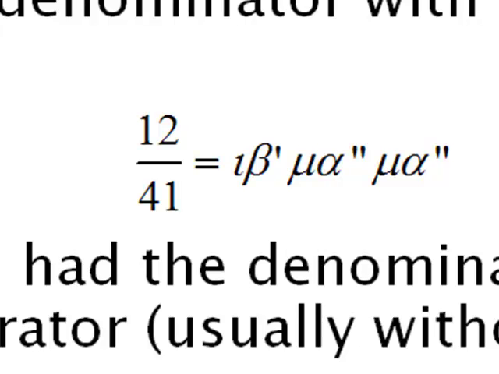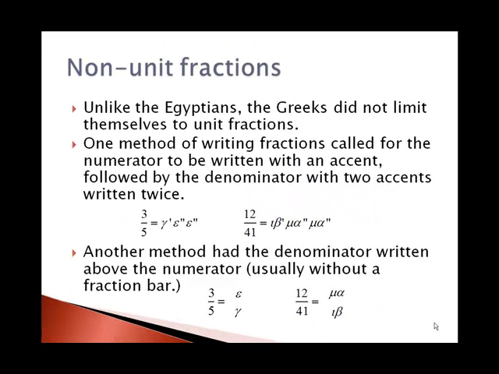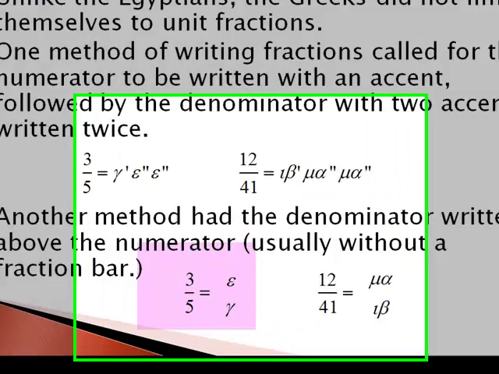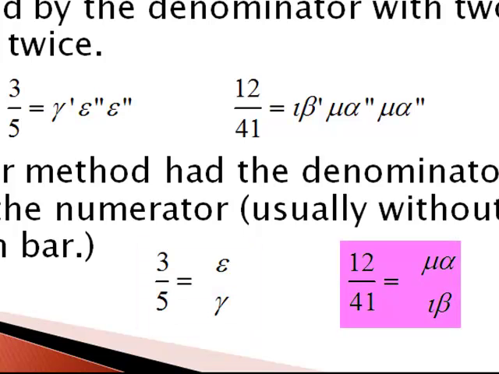iota beta means 12, 10 and 2, and mu alpha means 41, and so we have that denominator written twice. Another method for writing a fraction had the denominator written above the numerator, and again usually without a fraction bar. So 3/5 has the 5 on top in epsilon and the 3 on the bottom with gamma, and 12/41 has the denominator 41 over the numerator 12.